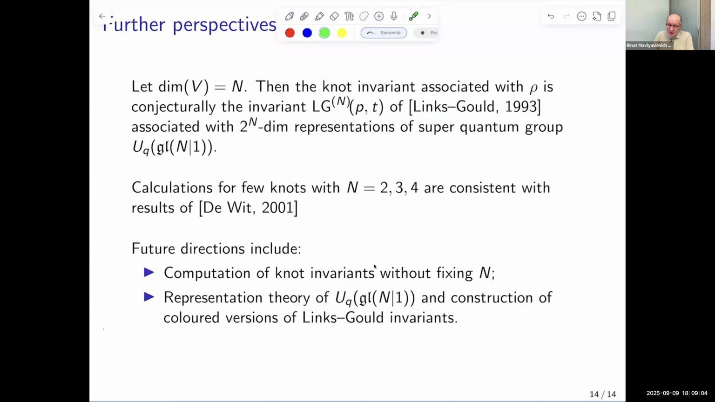And then the interesting next question is to turn to the representation theory of the super quantum group and to see what the colored versions of Links-Gould invariants are, because recent work for capital N equal to 2 indicates that the colored versions of Links-Gould invariants are much more sensitive to geometric properties of knots. So thank you very much for your attention. I stop here.